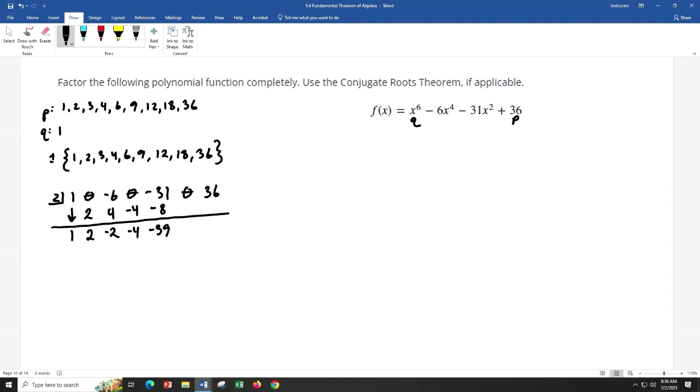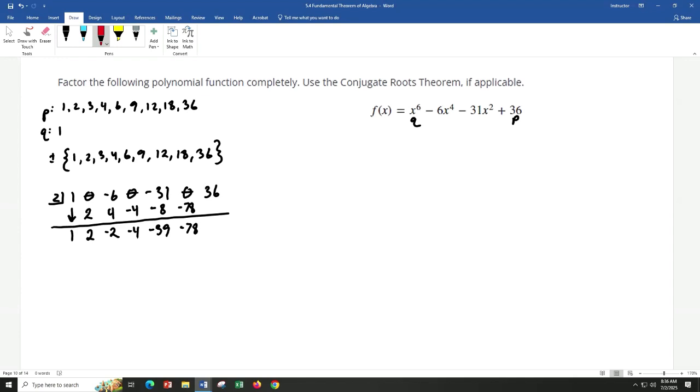-8 added to -31 gives me -39. -39 times 2, well, think about that. 40 times 2 is 80, so you subtract 2 off that and you get 78, so -78. And let's be honest, do you really have to finish that off? Are you going to get a 0 in that last column? By this point, you can tell. So notice the 2 didn't work.